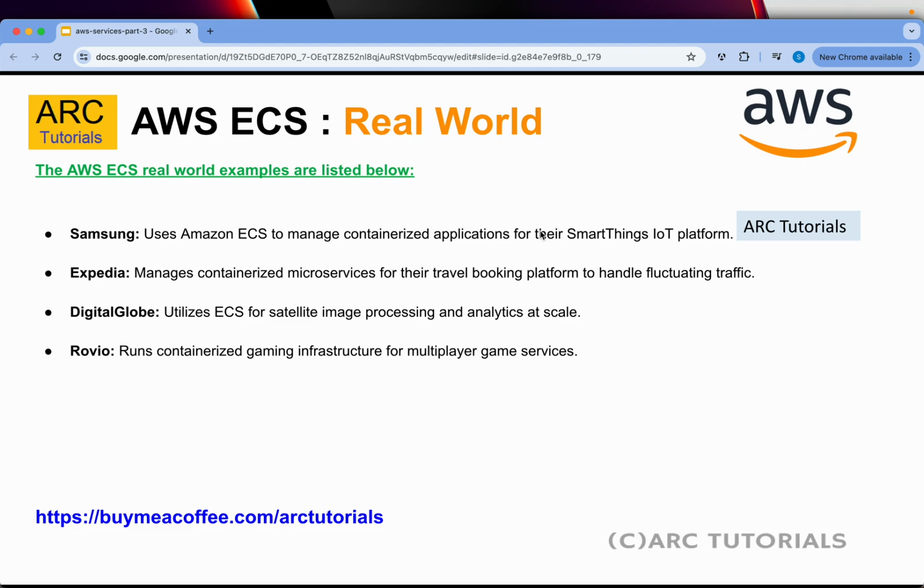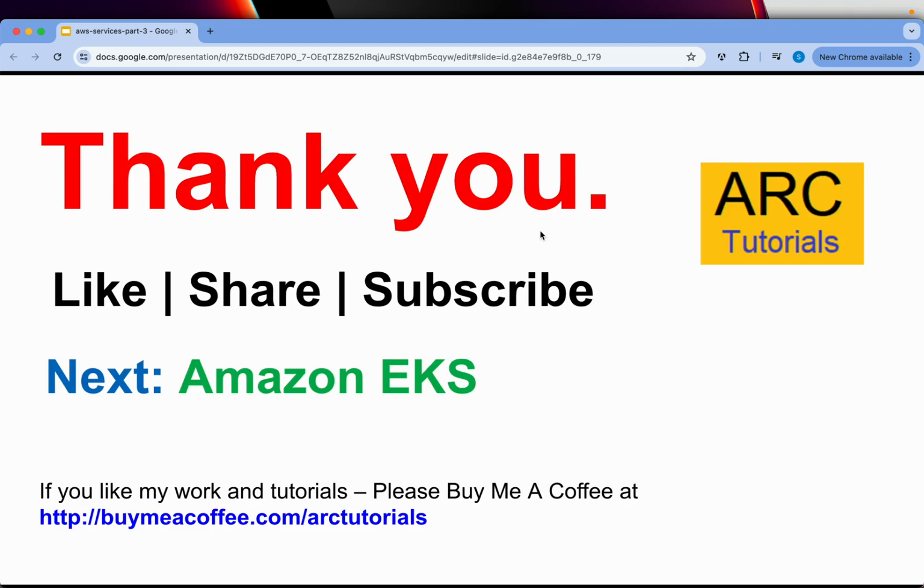Let's talk about some of the real world examples. Samsung uses Amazon ECS to manage containerized applications for the SmartThings IoT platform. Expedia uses it for containerized microservices for their travel booking platform. Digital Globe uses ECS for satellite image processing and analytics. Last, Rovio runs containerized gaming infrastructure for multiplayer gaming services. So these are some of the real world use cases of where you can implement ECS. I hope the concept of ECS is clear. In short, you can say it's for Docker containers and containerized orchestration of your Docker containers or Docker images.